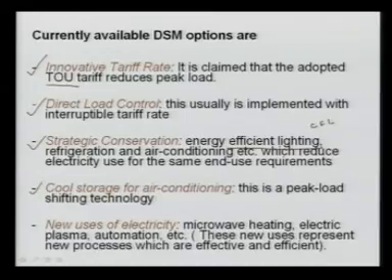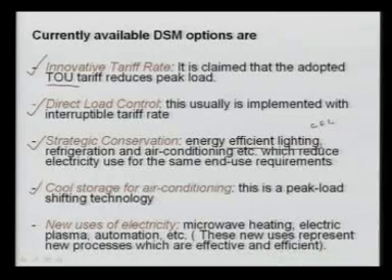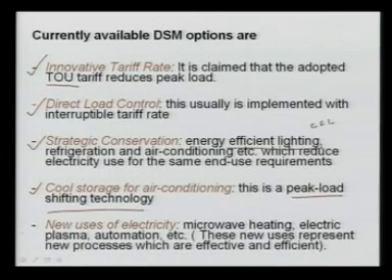The next one is cool storage for air conditioning. Suppose your demand during the peak hours for air conditioning is high, then what we can do is store cooling during the off peak period, and utilize it during the peak hours. So what will happen is it will shift your peak demand. This is basically the peak load shifting technology that we are going for. And another, that is the fifth option, is the new uses of electricity, like microwave heating, electric plasma, automation, etc. These new uses represent new processes which are very effective and very efficient. So these are the various demand side management options available.